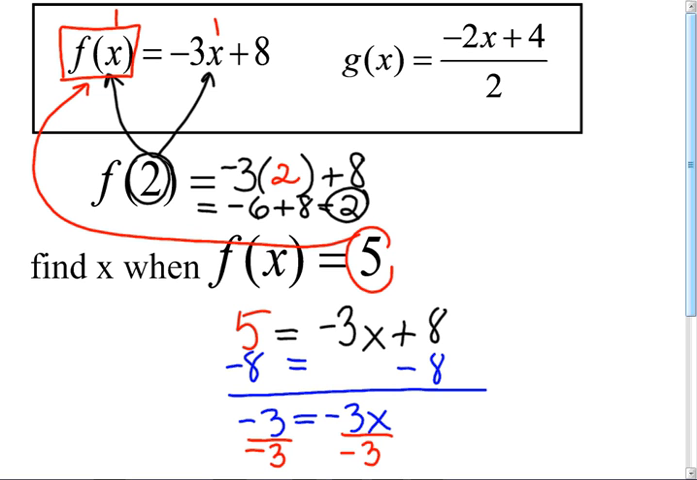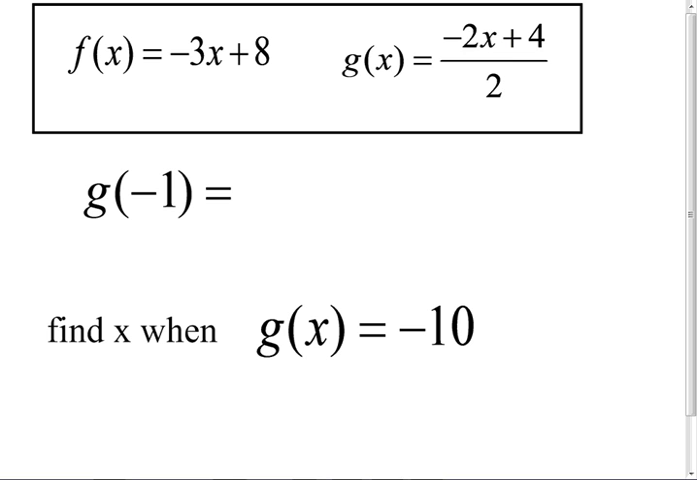I gave you two functions so that you have to choose and get the right one. It's a little bit different. You're given the output, now find the input. Before, I gave you the function and the input and said find the output. So let's try another one. I want g of negative 1. Which one am I going to put it into? Oh, yes, I'm sorry.